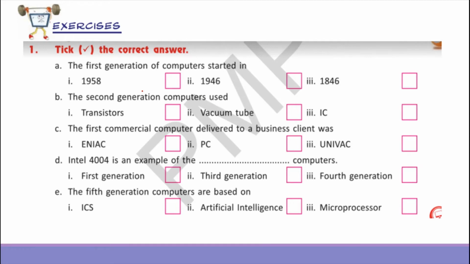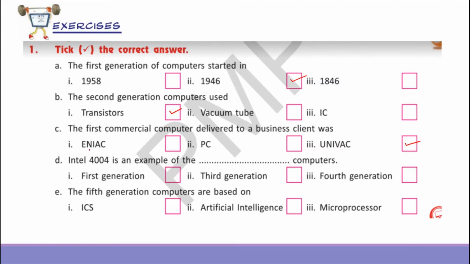A. The first generation of computers started in. The right option is 1946. So put a tick mark in the block that is present in front of 1946. B. The second generation computers used. Out of these three options given, the right option is transistors. C. The first commercial computer delivered to a business client was UNIVAC.